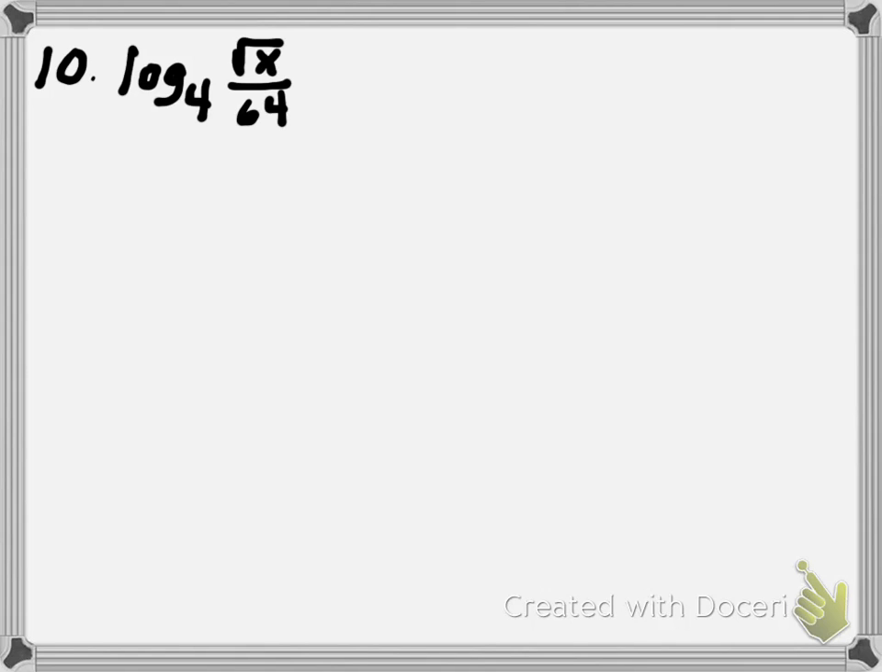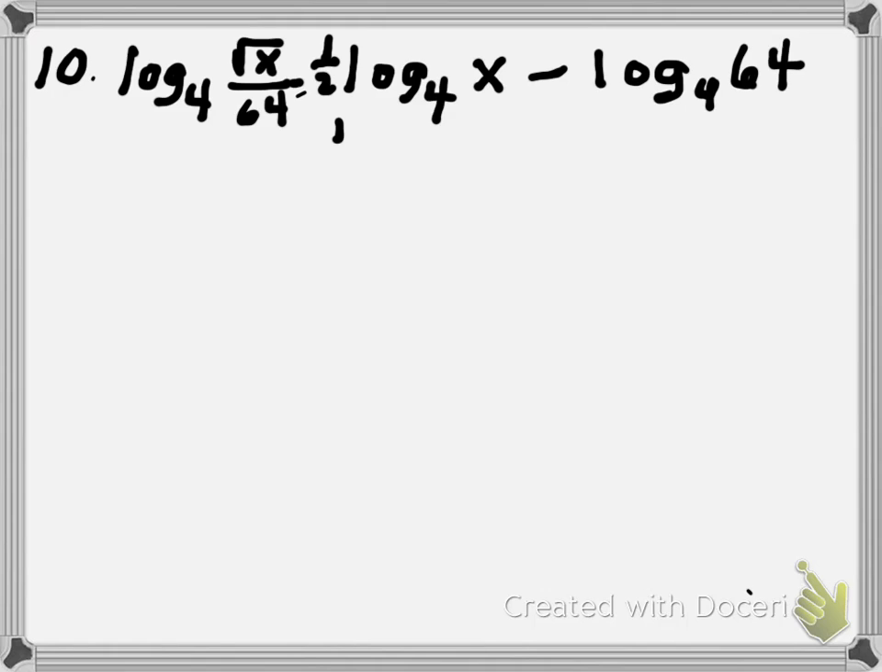To expand this using the properties, I have the log base 4 of the square root of x, square root being the 1/2 power. So using the power rule, this is 1/2 log base 4 of x. Since it's division, it's minus log base 4 of 64. So 1/2 log base 4 of x, and then 4 to the third power is equal to 64, so this is just minus 3. Simplify it as far as possible.